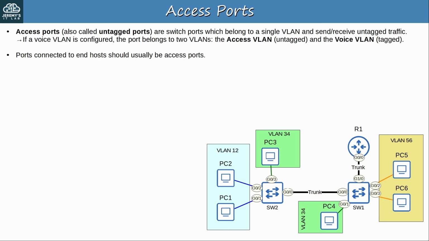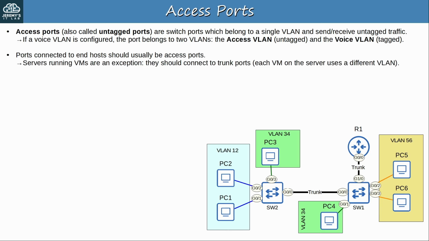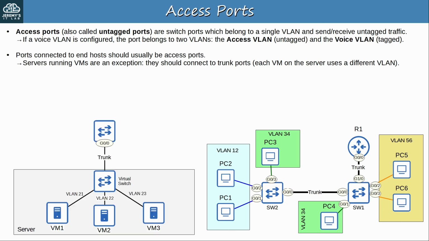There are exceptions to the rule that ports connected to end hosts should be access ports. For example, servers running VMs should connect to trunk ports, because each VM on the server uses a different VLAN. Here's an example. A server has three VMs, VM1, VM2, and VM3. VM1 uses VLAN 21, VM2 uses VLAN 22, and VM3 uses VLAN 23. They connect to a virtual switch in the server, which connects to a switch via a trunk port that carries traffic in VLANs 21, 22, and 23.